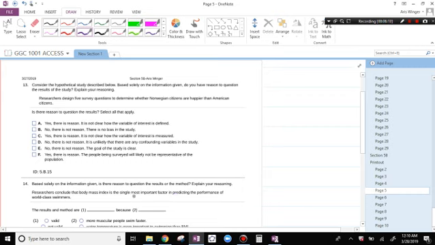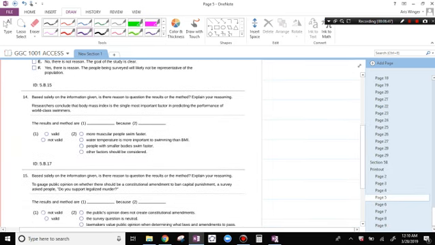Consider the hypothetical study. Researchers designed 5 survey questions to determine whether Norwegian citizens are happier than American citizens. So this is problematic. How are you defining what happiness means? And how are you going to measure what happiness is?